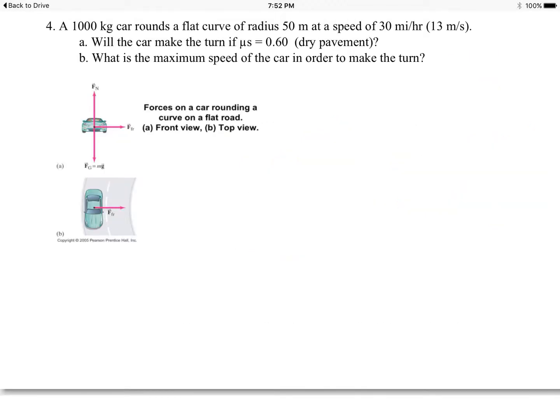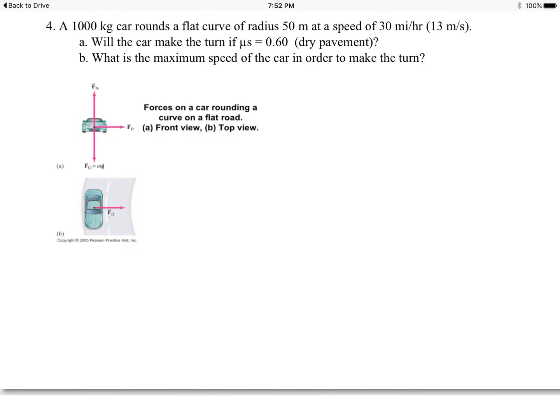Here we have a car making a turn on a flat road at a constant velocity of 30 miles per hour, 13 meters per second. I have 2 views here, the overhead view on the bottom with the frictional force shown towards the center of the curve of the turn. The head-on view at the top there is probably a little bit more revealing.